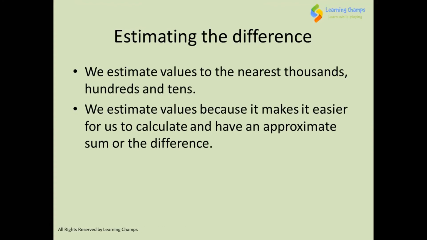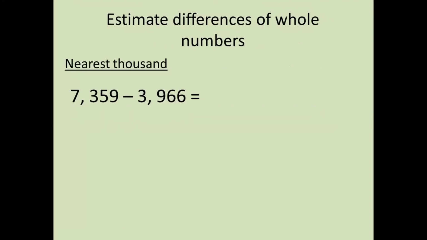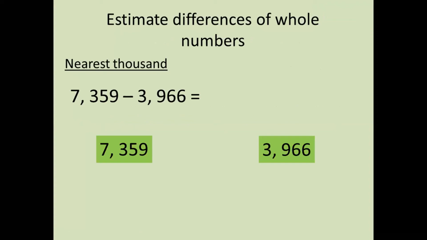Like last time, it was 100 more than. In the last story, remember that? So we can have an approximate idea about it. Look at this. We are going to round this to the nearest thousand and find the difference. So we are going to take the two numbers 7,359 and 3,966. Can you tell me the two multiples related to 7,359? What are the two nearest thousands?